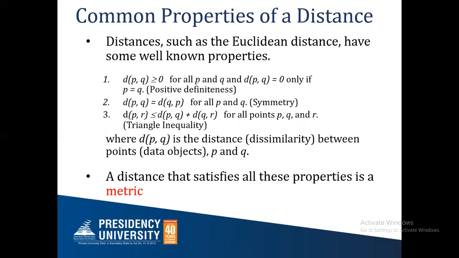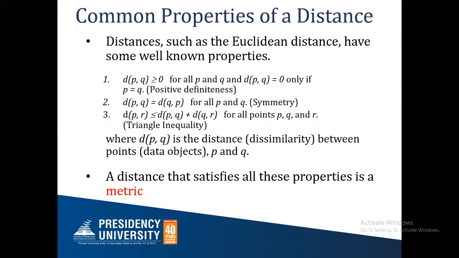Distances have the following 3 properties. The first is that the distance between P and Q will always be a positive value or equal to 0. Distance can never be a negative value. So d of P comma Q will be greater than or equal to 0 for all P and Q. And distance is equal to 0 only if P is equal to Q. This property is called positive definiteness. The distance will always be greater than or equal to 0, and can never be negative.